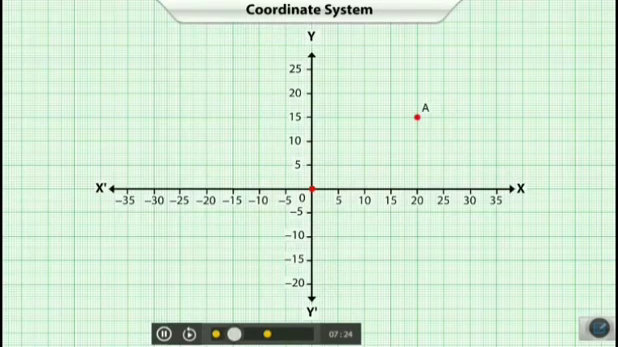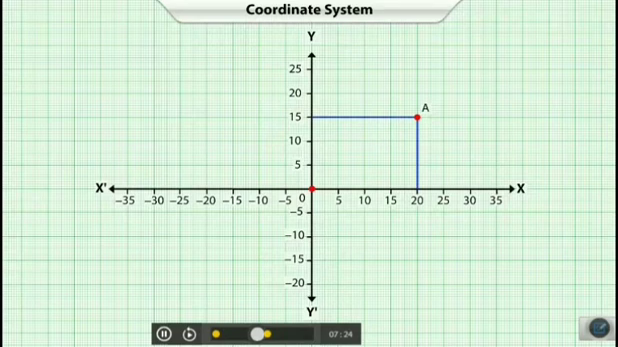To find the x-coordinate of point A, draw a line from point A parallel to the y-axis until it meets the x-axis, and note down the x-coordinate at the point of intersection. To find the y-coordinate of point A, draw a line from point A parallel to the x-axis until it meets the y-axis, and note down the y-coordinate at the point of intersection.